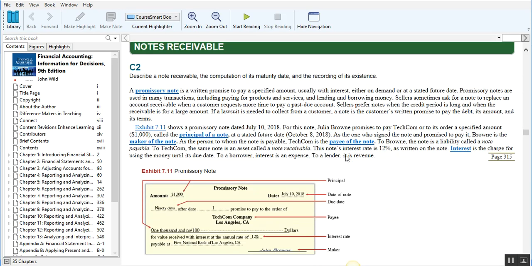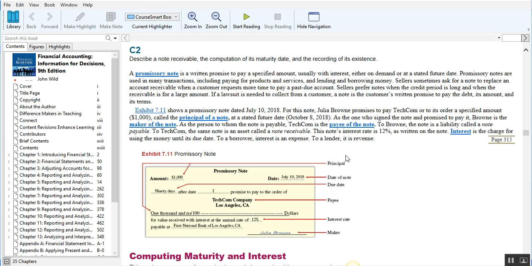Now, one last area we need to talk about are notes receivable. And this happens sometimes in business if we have an accounts receivable customer and they can't make their payment. They may want to change part of their account into a note. And we will do that because we're going to collect interest on the note.